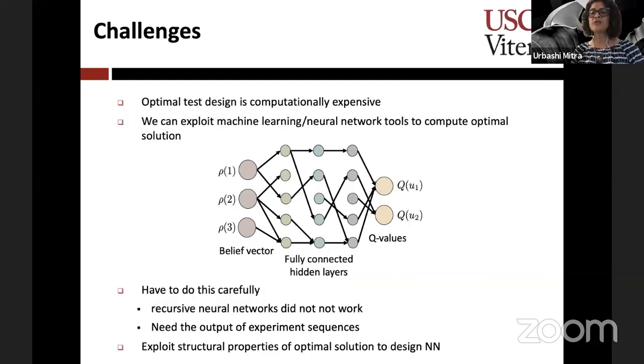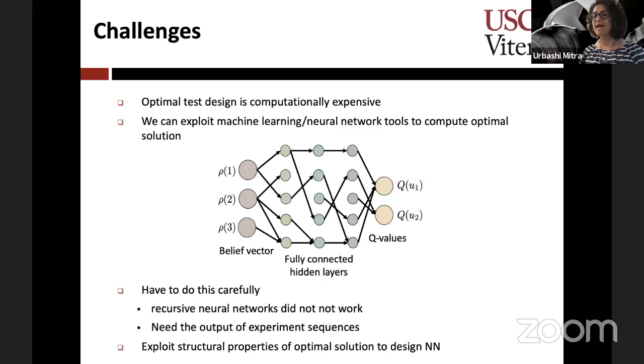Okay, so there are a number of challenges to this strategy that I'm proposing, especially this active hypothesis testing and the work that we're doing right now. First is that it's computationally very expensive. And so a natural thing for people to consider right now is the use of machine learning and neural network techniques in order to compute the optimal solution. This is not as straightforward as it sounds.